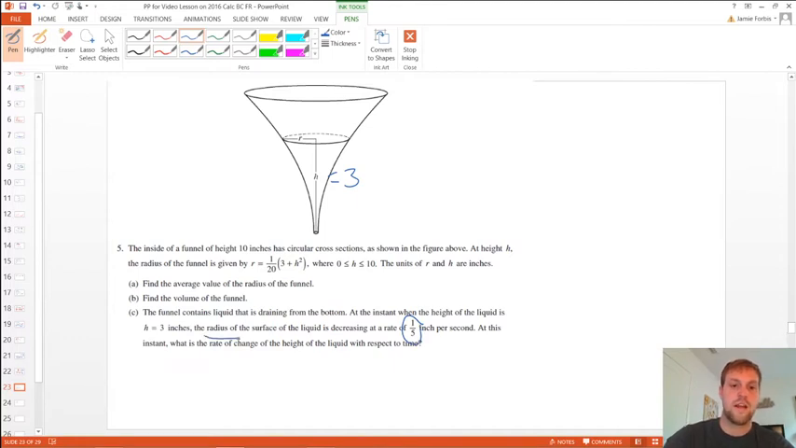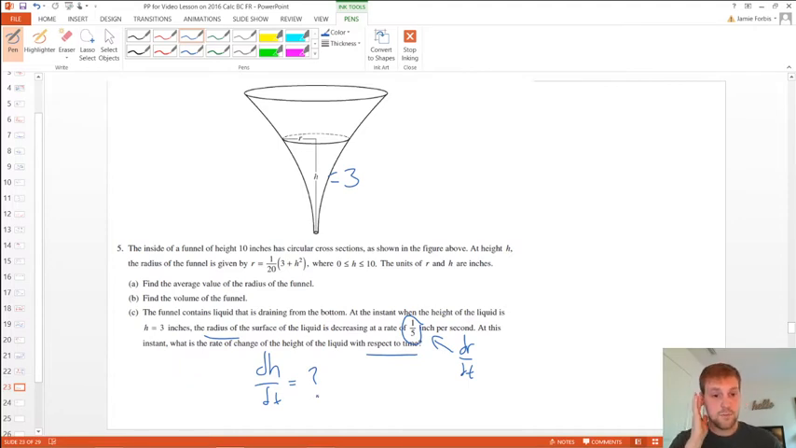So if I'm talking about the radius decreasing, I'm saying that this is dr over dt. And at this exact instant, what is the rate of change of the height? So what we're looking for is dh over dt, with respect to time t. I need to have some function that has dh over dt in it. Well, why not? Let's take the derivative of the equation given. Then I'll have dh over dt, right?